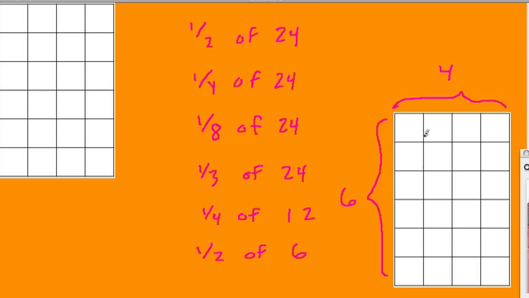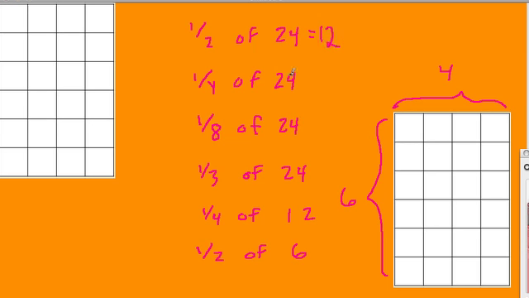So half of 24 would just take up half this grid. And we can draw it this way, 2 by 6 to get 12, or 3 by 4. Either way, if we colored it in 3 by 4, it would fill these 12 squares. And that means that a half of 24, well, that's just 12. Any way you look at it.